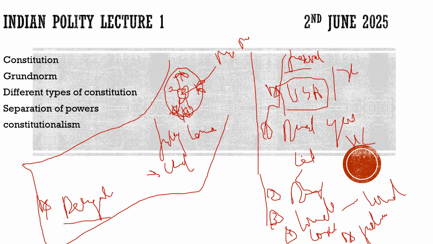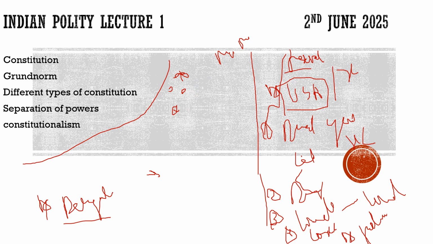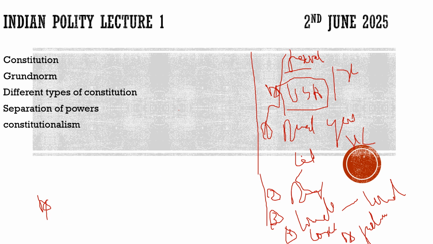Now let's take the example of India. Let's analyze it through the example of India, and let's try to find out whether our country is really federal or whether it is just a federal illusion which is given to us. Let's try to understand that.